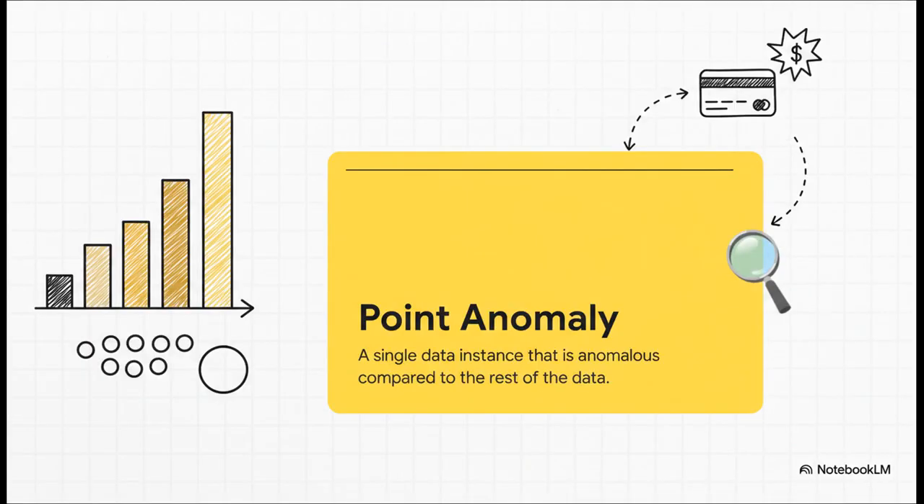Okay, so the first and simplest type is called a point anomaly. Let's go back to your credit card. Imagine you normally spend about 50, maybe 60 bucks a day. Then all of a sudden, bam, a single transaction for $5,000. That one data point all by itself sticks out like a sore thumb. It's a massive deviation, an obvious red flag.